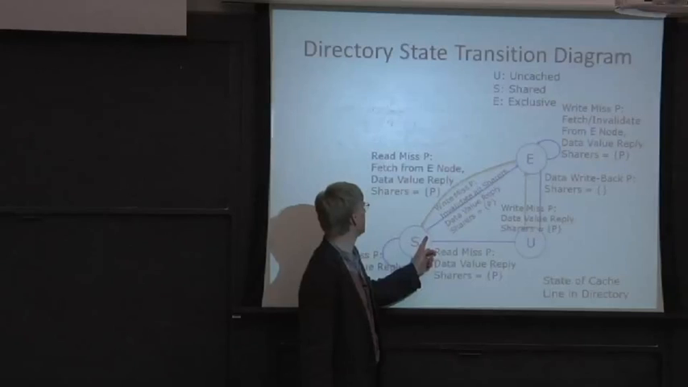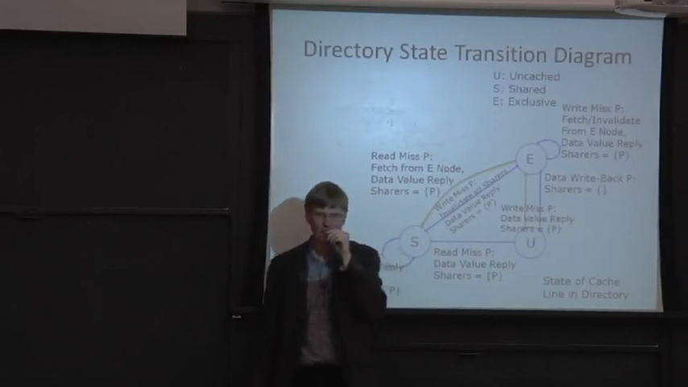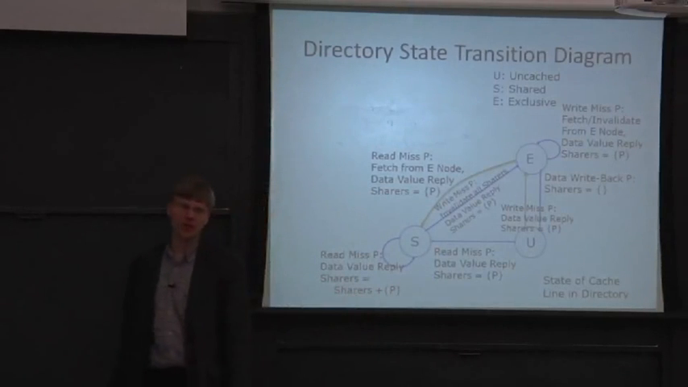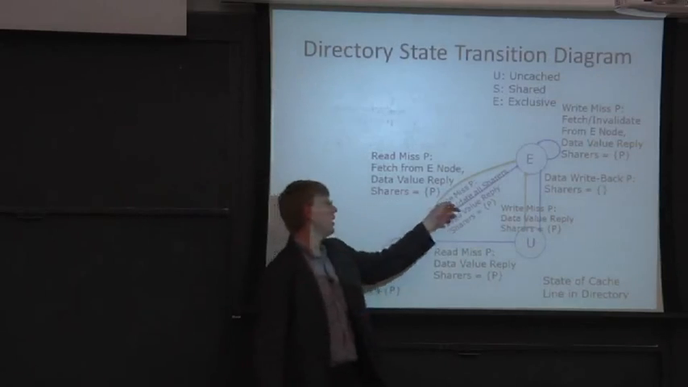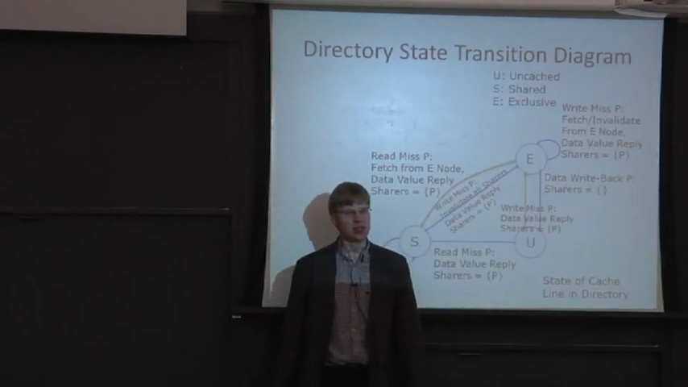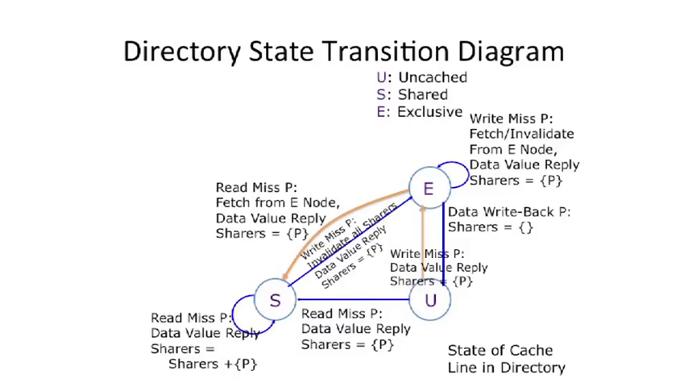OK, a few other fun edges here. We're in the shared state, so we have multiple read-only copies. And one cache comes along and says, oh, I need to do a write miss message. I need to get it writable. Well, now we actually have to go through a pretty long process. We're going to walk through the entire sharer list and send messages to all the sharers, saying, invalidate this copy and tell me when you're done.